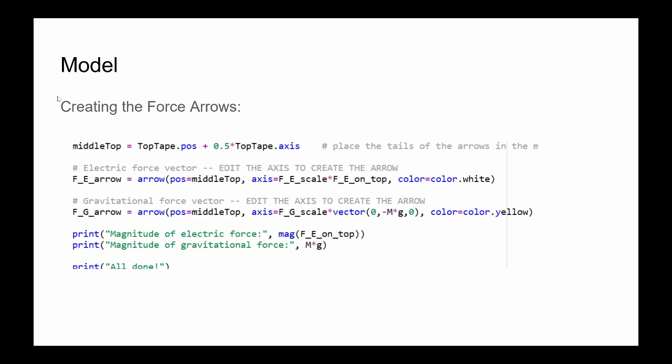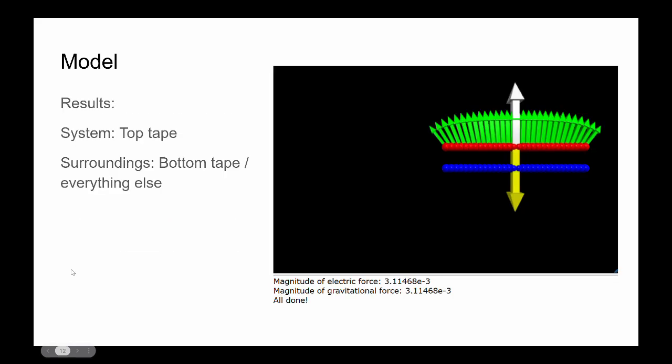And here is where we're creating the force arrows. First, it finds the midpoint between the arrows, and then it puts an arrow modeling the electric force and an arrow modeling the gravitational force at that point. And here's the result. The system is the top tape, which is the red spheres, and the surroundings is the blue spheres, or the bottom tape. The yellow arrow is the gravitational force, gray is electric force, and all these green arrows are the individual electric fields at each of these individual spheres.